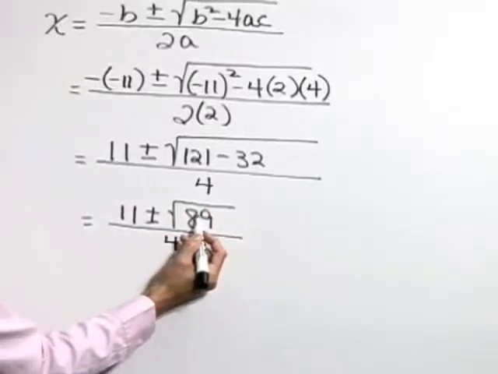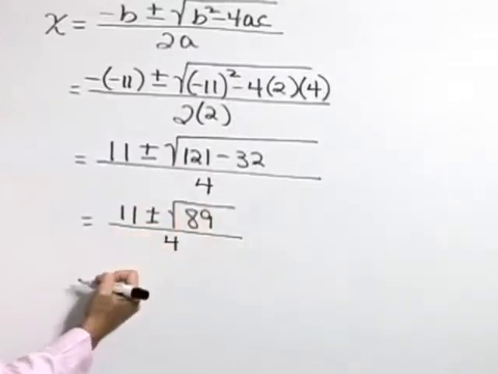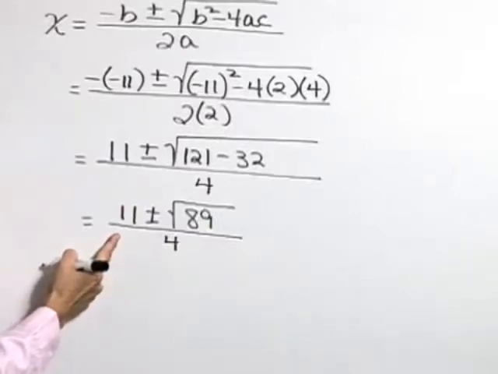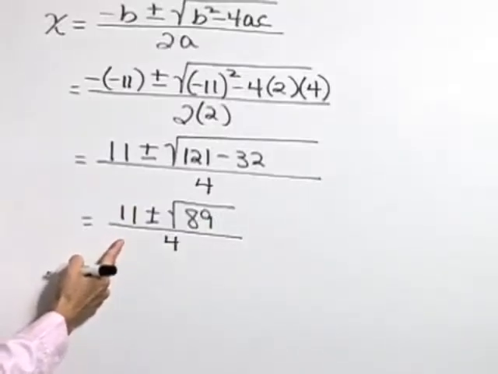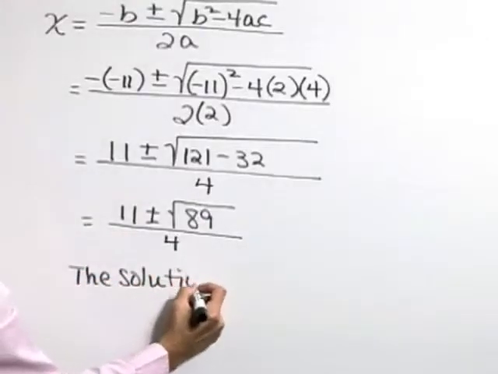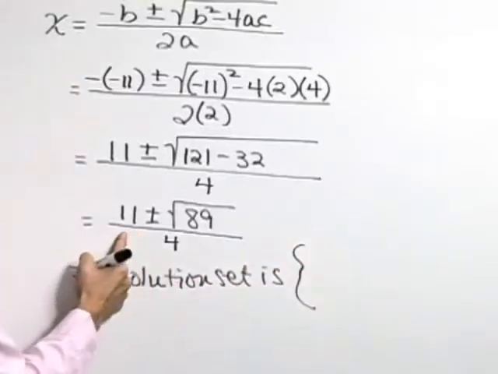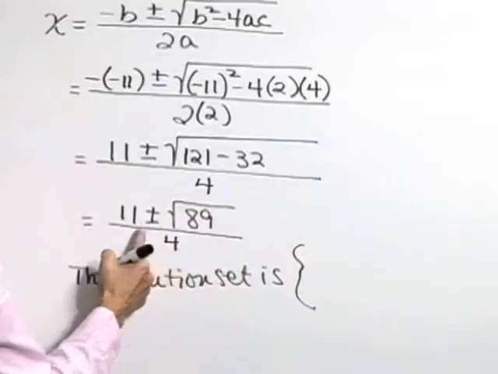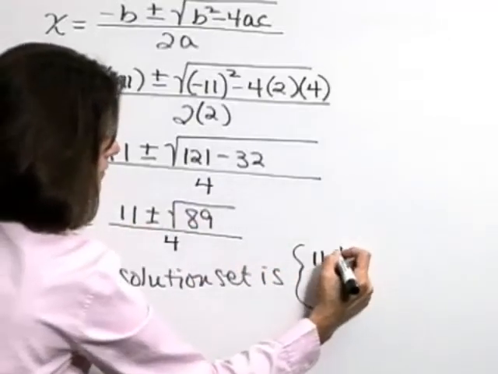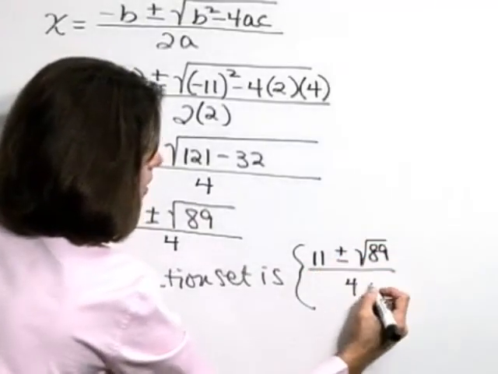89 has no perfect square factors to pull out of that square root symbol. So this is in simplest form. It's always a good idea to check these two solutions in your original equation, and a check does verify that the solution set is 11 plus the square root of 89 over 4 and 11 minus the square root of 89 over 4. And let's write that as one statement: 11 plus or minus the square root of 89, all over 4.